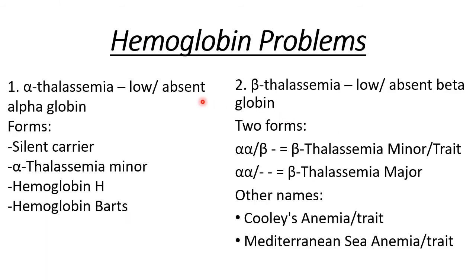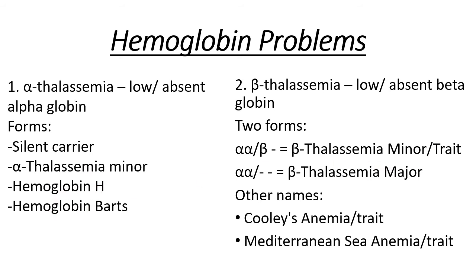Okay. Dito tayo with hemoglobinopathies. Let's start with thalassemia. So first, i-discuss natin naman yung alpha thalassemia. Alpha thalassemia primarily caused by low or absent alpha globins. So we have 4 forms in this type of condition. Meron tayong silent carrier, alpha thalassemia minor, okay? And then hemoglobin H, and hemoglobin Barts.